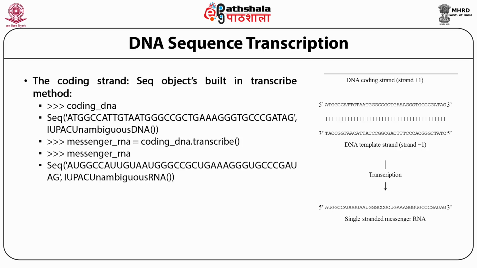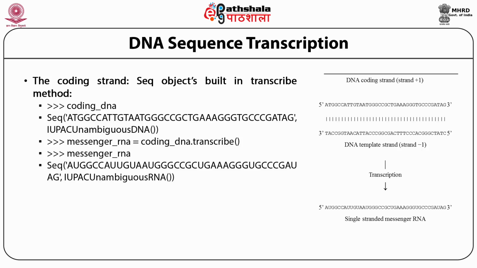DNA sequence transcription. Transcribing a given DNA sequence is another important manipulation that we perform on sequences. What we do here is we have the coding strand. The Seq object's built-in transcribe method is going to be used here. I am creating a sequence object by the name of coding_DNA. So, I say coding_DNA and then create the sequence object. The alphabet information I give is unambiguous DNA. So, I say IUPAC.unambiguous_dna. And then I want my new transcribed sequence to be present in the sequence object with the name of messenger_RNA. So, that is the name that I select.